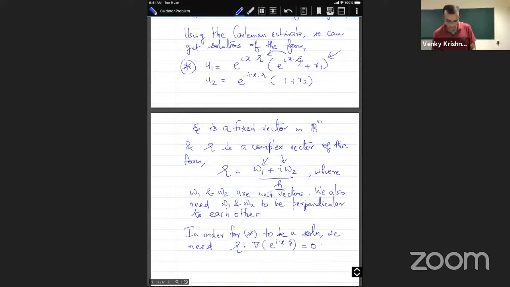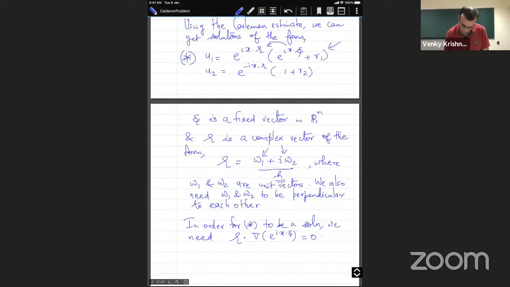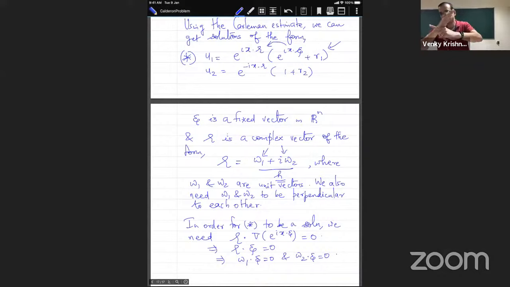Okay, so now you see you have zeta dot grad of e to the i x dot c to be equal to 0, but this would mean that zeta dot c is equal to 0, and this would mean that omega 1 dot c is equal to 0 and omega 2 dot c is equal to 0. So you start with the initial vector c. Now you consider the perpendicular plane. In the perpendicular plane, you need to produce at least 2 mutually orthogonal vectors, so that these 3 form a mutually orthogonal system. So now you see that you can only do this in 3 dimensions and higher. This is the place where 3 dimensions and higher crucially plays a role.